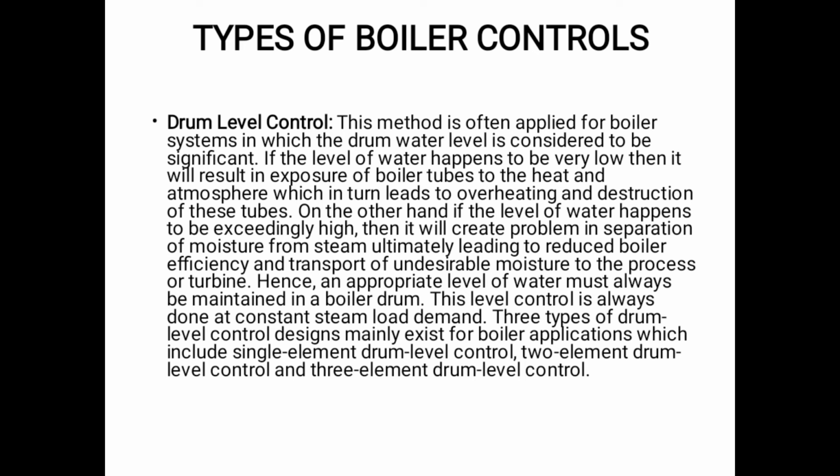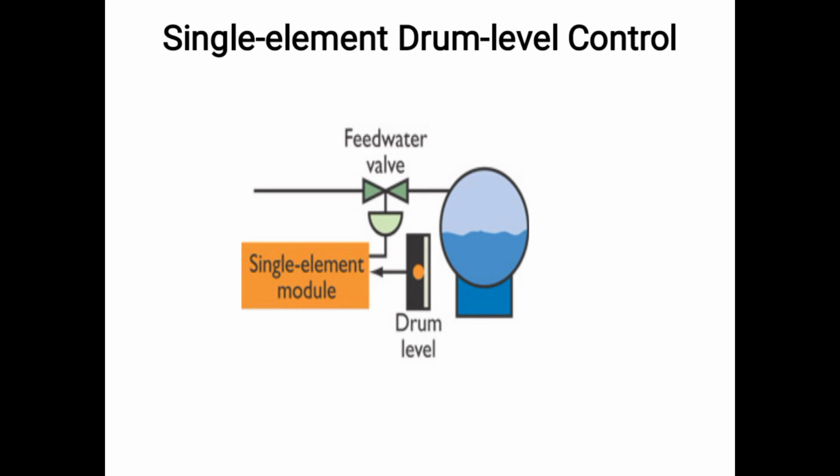There may be three control systems. First one is single element drum level control. In this control system, there is a steam drum and a level transmitter is installed on the steam drum. As the steam drum level goes down, the level transmitter gives a signal to the controller, and the controller gives a signal to the control valve, which increases or decreases flow to the boiler drum. This is called single element control. It may be used on a very small boiler in which there is no swelling or shrinking effect.